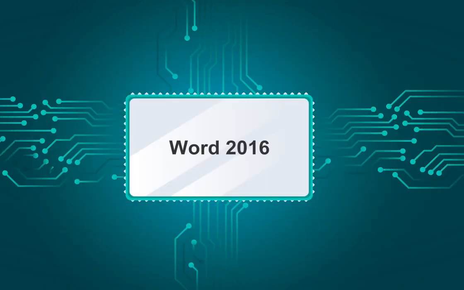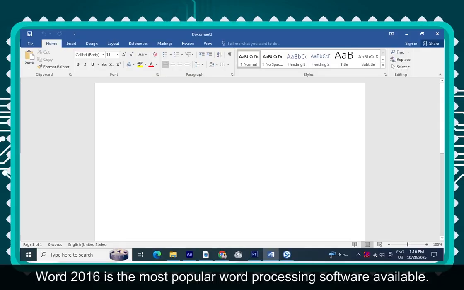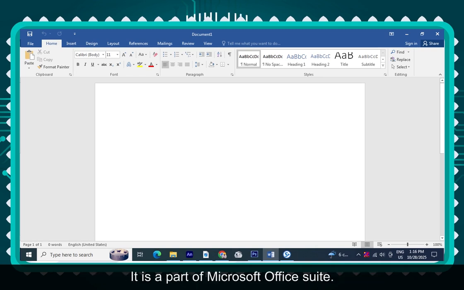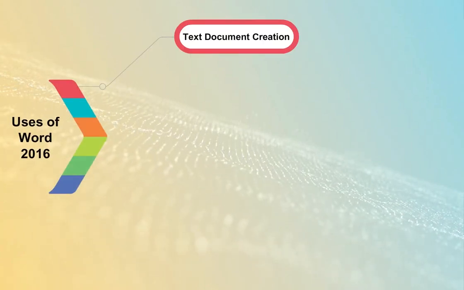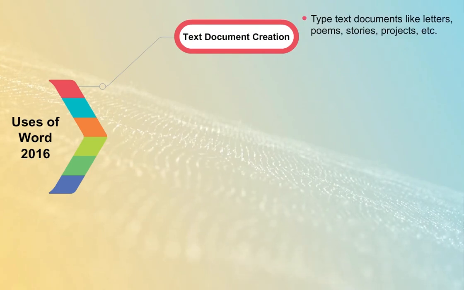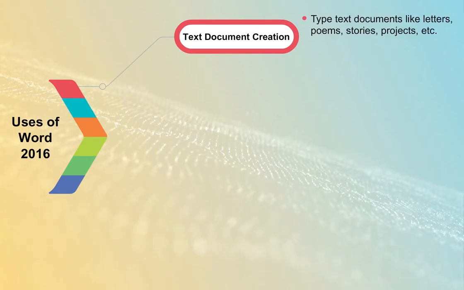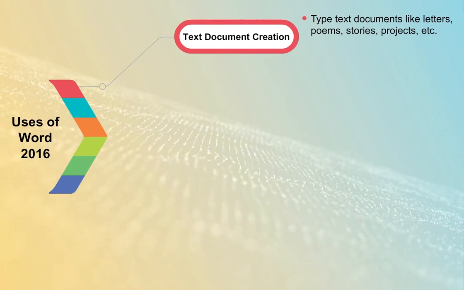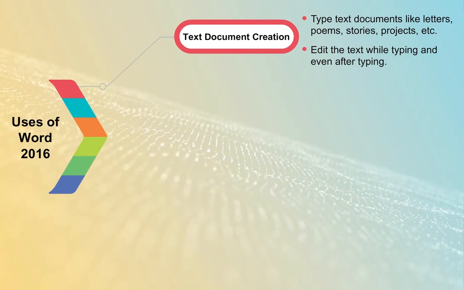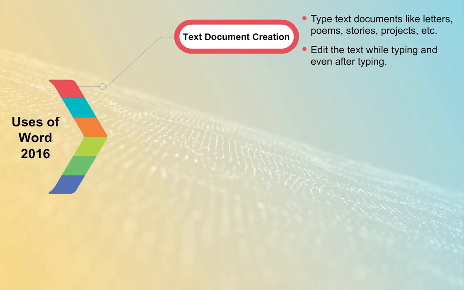Word 2016. Word 2016 is the most popular word processing software available. It is a part of Microsoft Office suite. Uses of Word 2016. Text document creation. Type text documents like letters, poems, stories, projects, etc. Edit the text while typing and even after typing.